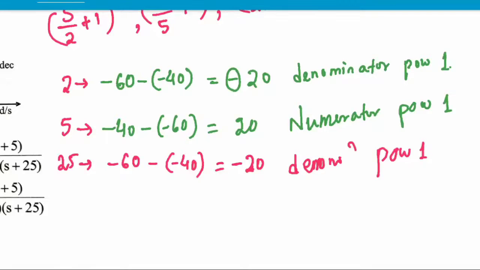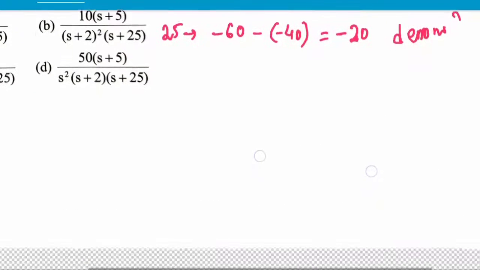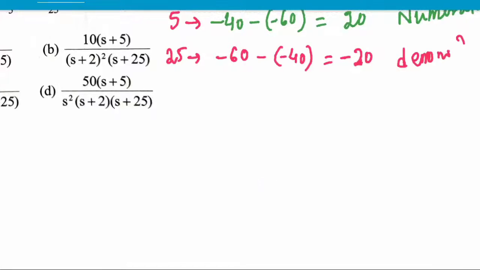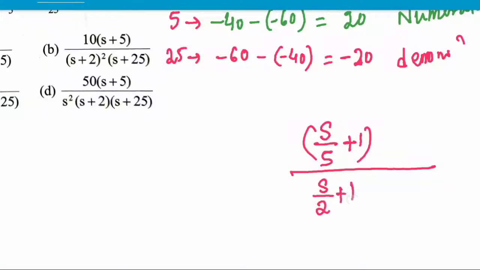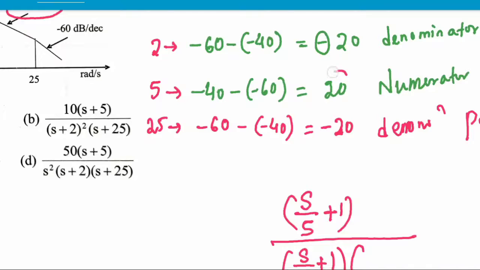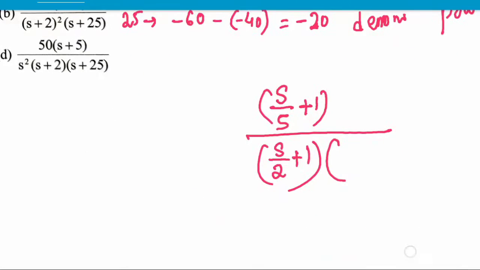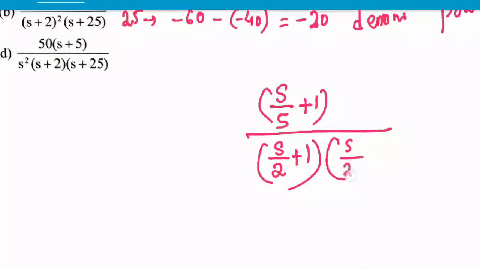So what we conclude is that the transfer function will have s by 5 plus 1 in the numerator, and s by 2 plus 1 in the denominator, all having power 1. Suppose the slope change were 40, then the power of s by 5 plus 1 would be 2. And there will be s by 25 plus 1. This is the part of the transfer function.